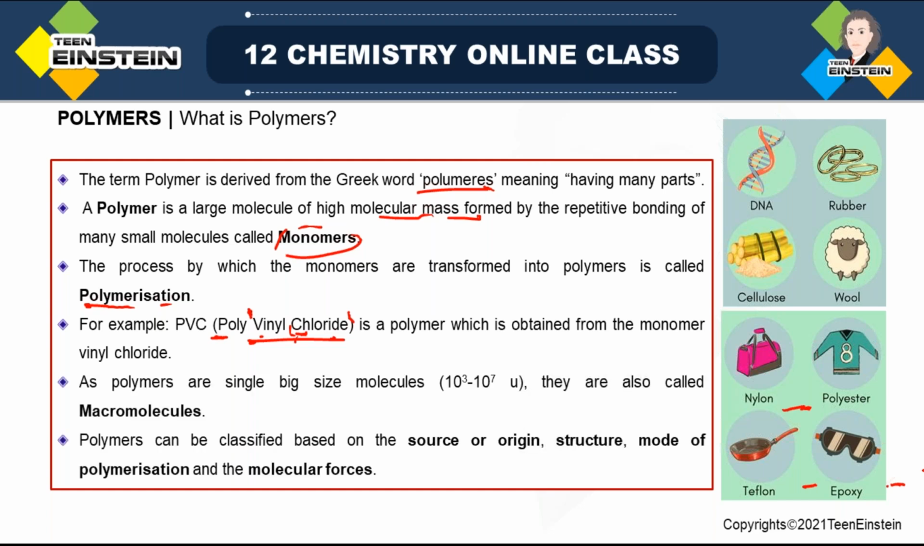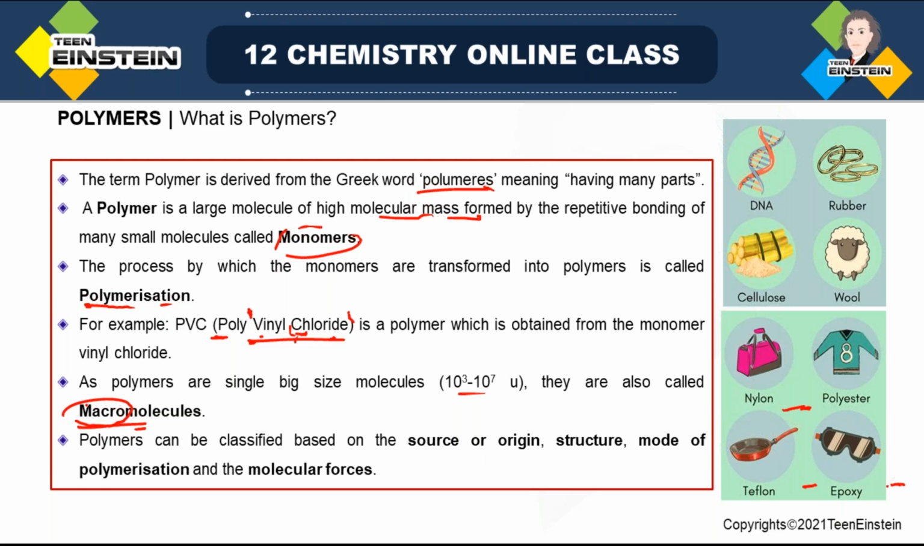As polymers are very big molecules, with values from 10 to the power 3 to 10 to the power 7, the unit used for very large molecules is also known as Dalton. This small u is used for large molecules to express their molecular weight. From this value we can understand their size is very big. That is the reason they are also known as macromolecules, because the term macro means very big.